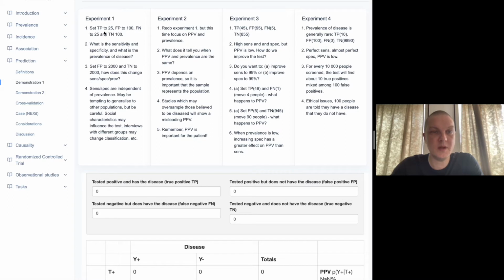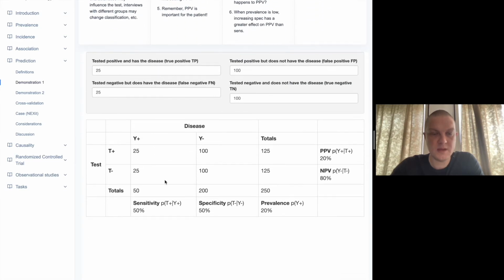So in experiment 1 it says set the true positive to 25, false positive to 100, false negative to 25, and true negative to 100. What is the sensitivity and specificity, and what is the prevalence of disease? Okay, let's look. The sensitivity is 50%, the specificity is 50%, and the prevalence of disease is 20%.